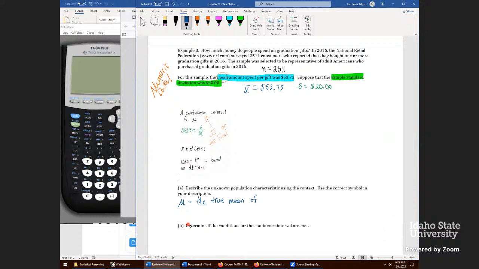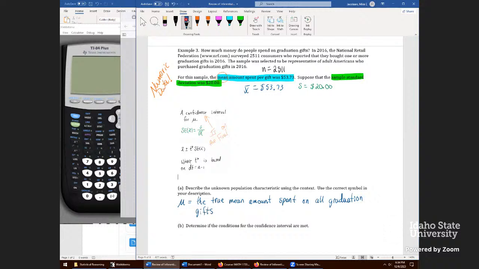of, now we have to go backwards. This is what we would have to say for sure. It is a mean, or you'd say average right here. But we have to say average of what exactly? Up here, the statistic was the mean amount spent per gift. So we can say the true mean, let me try again, the true mean amount spent on all graduation gifts. If you left it here, I definitely wouldn't be too picky.